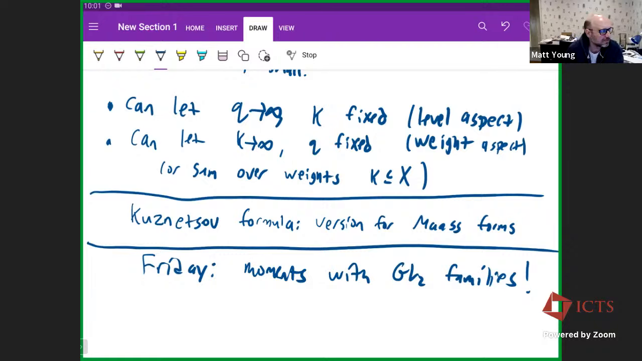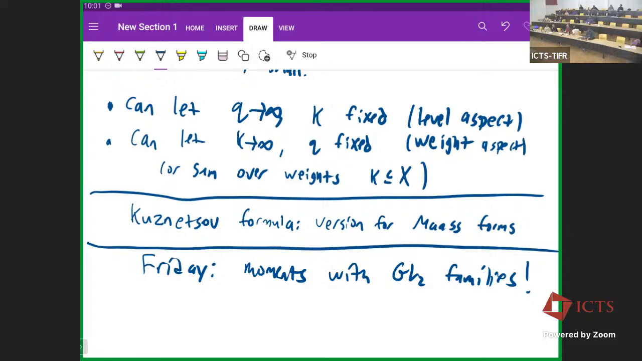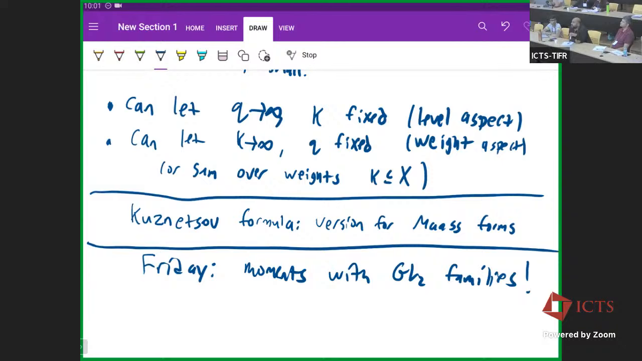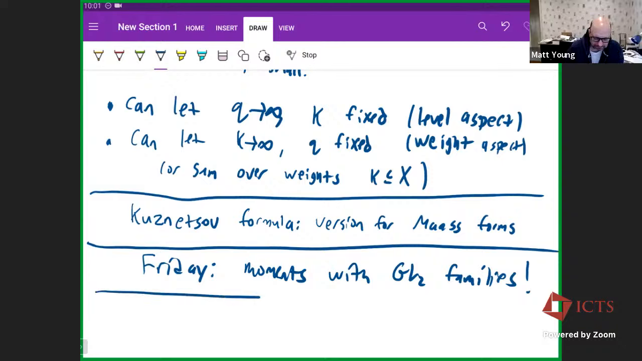Thanks. Do you have any questions or comments? Can you explain a little bit about the comment where you said the second moment will have a long amplifier and the fourth moment will have a short amplifier? Why?